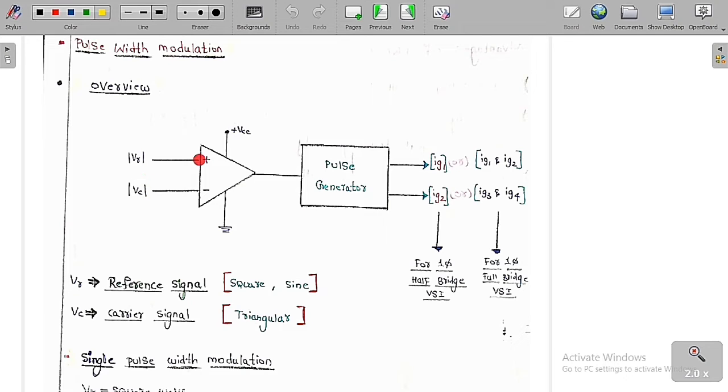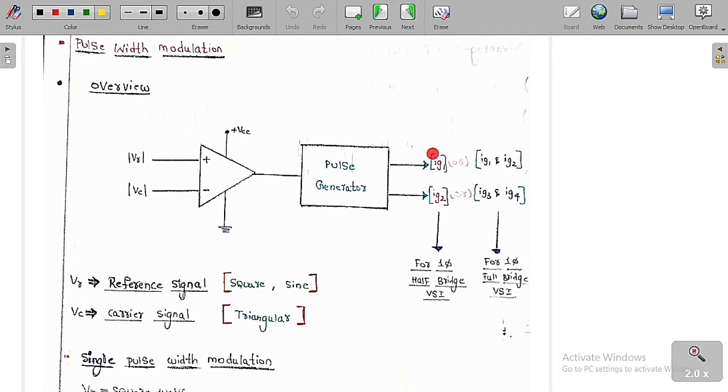The reference signal I am going to give to the non-inverting terminal. The carrier signal I am going to give to the inverting terminal. The output of this op amp we are going to give to a pulse generator. For a single phase half bridge voltage source inverter, there are only two thyristors. So we can get only Ig1 or Ig2.